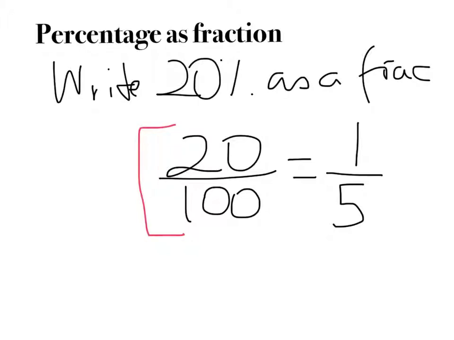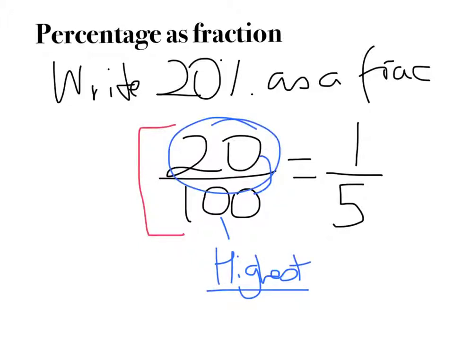So always make sure we look at a question and say, is there a common factor between these two numbers? If there is, what is the highest common factor? And the highest common factor is 20. Really important to do that, guys. Making sure you're simplifying.